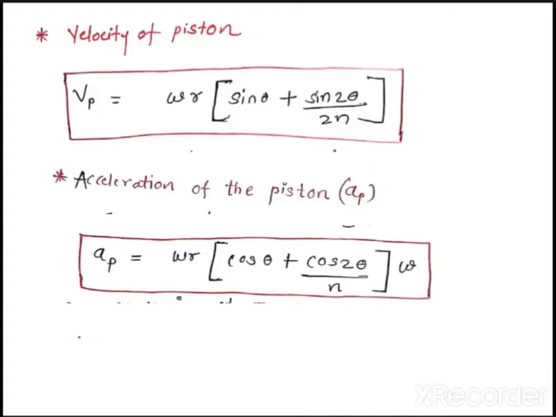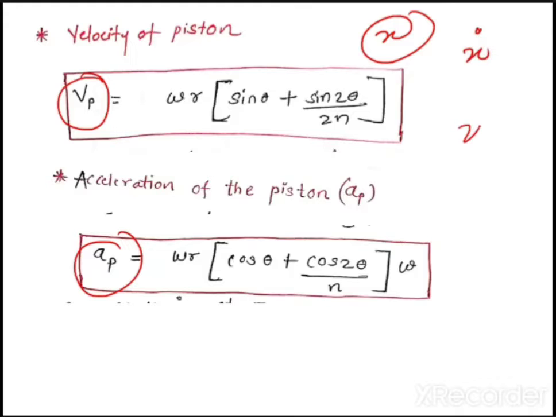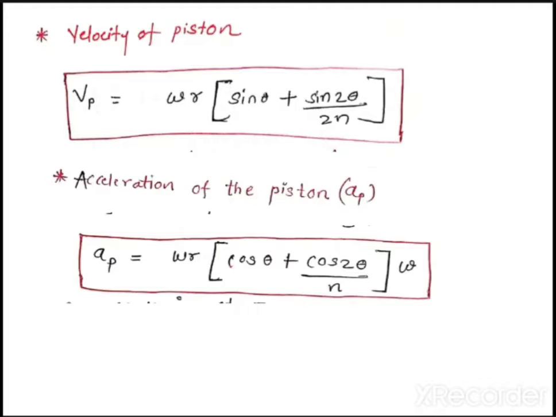Okay? And acceleration of the piston. Now, when there is a displacement, what is the displacement? x is the displacement. So, what is this velocity? Vp. Then, what is the acceleration? Because you know that when there is an x, there is an x dot, x double dot. Okay? So, what is the acceleration? Omega r into, basically you have to take the derivative of this linear velocity, right? Now after taking the derivative you are getting the acceleration: omega r into cos theta plus cos 2 theta upon n, into omega, right? Is it clear?